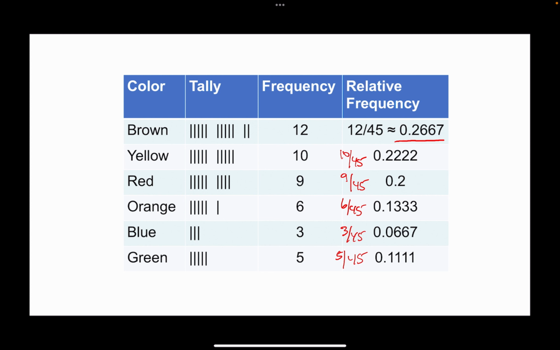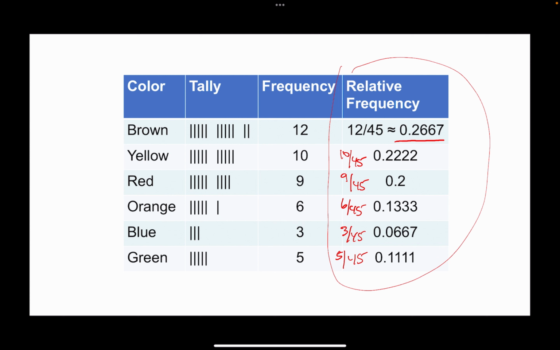So if you also had 12 brown candies, if you had 53 candies in your bag, comparing the number of brown candies in each bag doesn't make a whole lot of sense. So we will use relative frequency so that we are comparing kind of the same unit. We're making it all into percents or proportions.